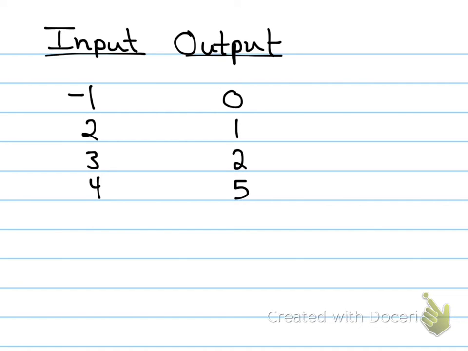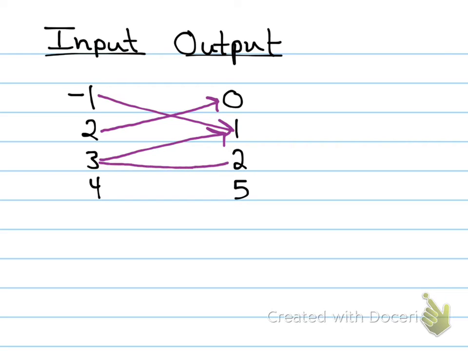Now we're just going to match up our ordered pairs. Our first ordered pair was -1 and what? 1. So I'm going to draw a line from -1 to 1 with an arrow. That's it. Then, what was my output for 2? 0. So I draw an arrow to the 0. What was my output for 3? 1 and 2. And what was my output for 4? 5.